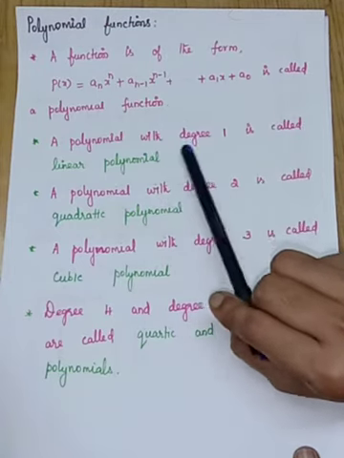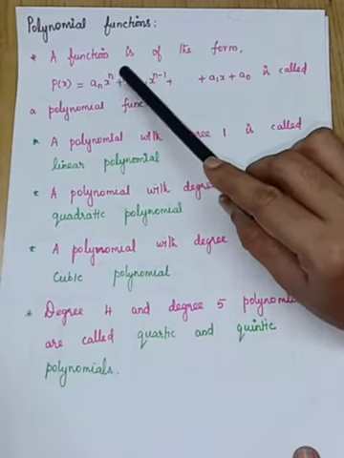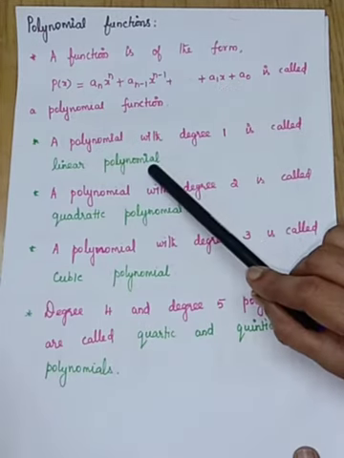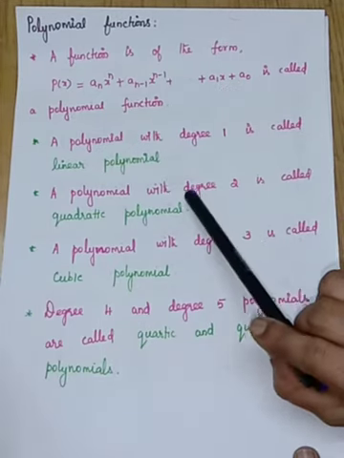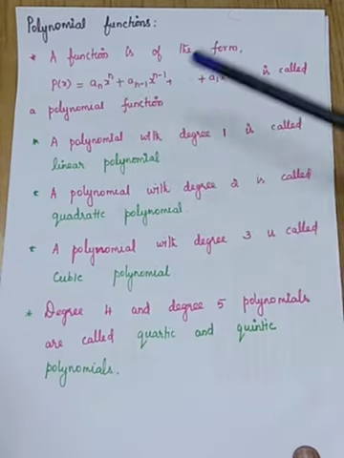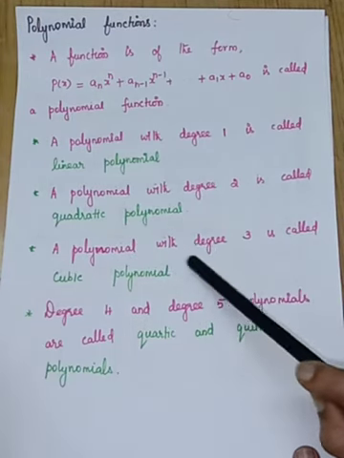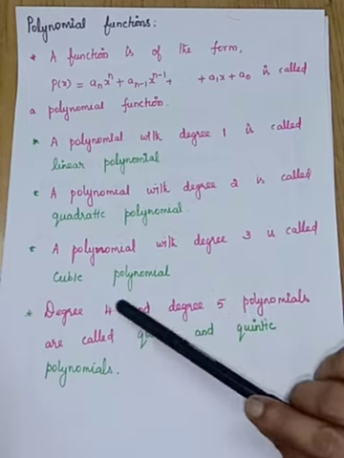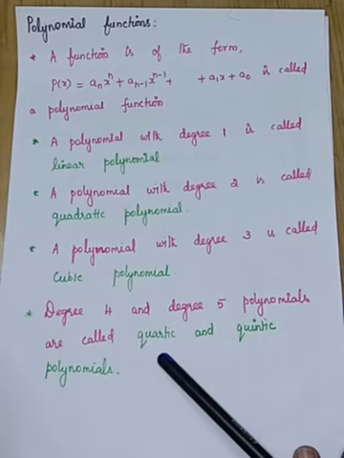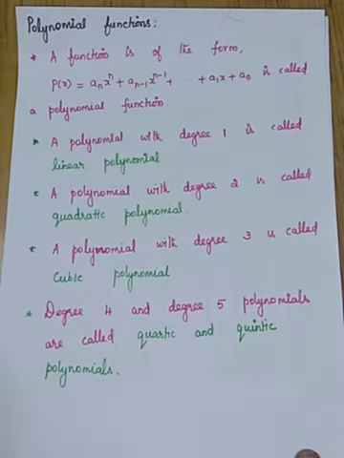A polynomial with degree 1 means in the place of n you have 1, so you will have an x term. That polynomial is called a linear polynomial. A polynomial with degree 2, what is it called? Here you will have x squared. If x squared comes, that is a quadratic polynomial. A polynomial with degree 3 is called a cubic polynomial. If the polynomial has degree 4, that is called a quartic polynomial. Degree 5 polynomial is called a quintic polynomial.